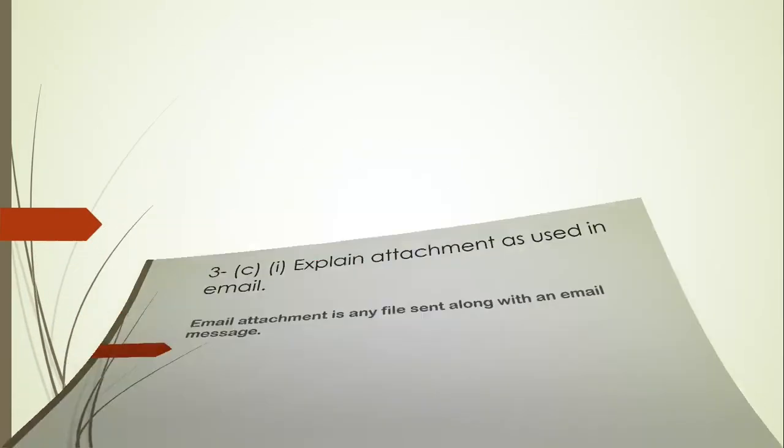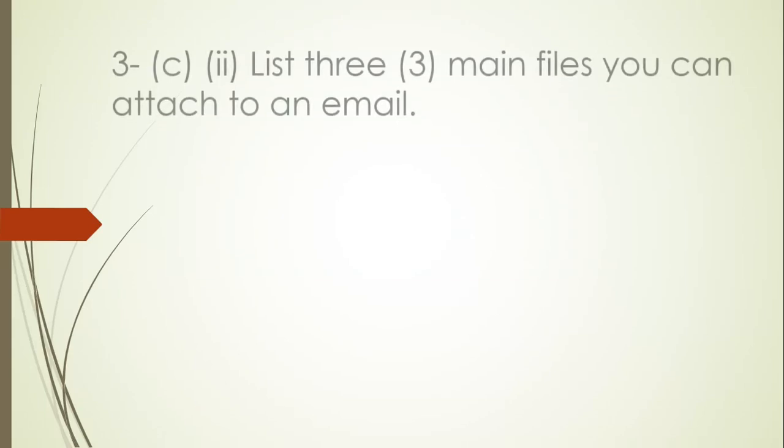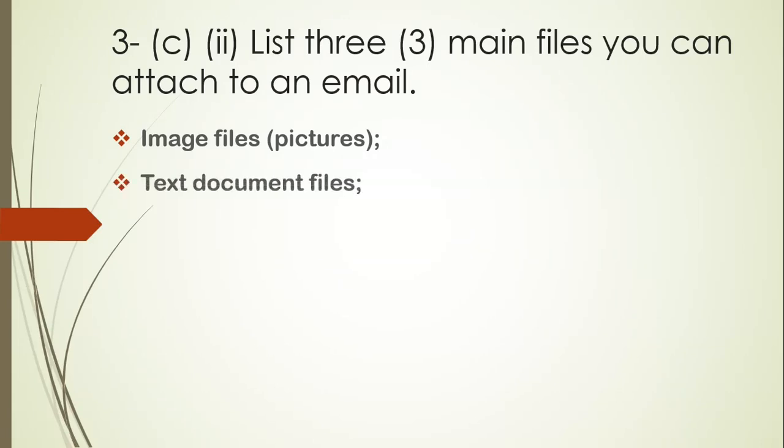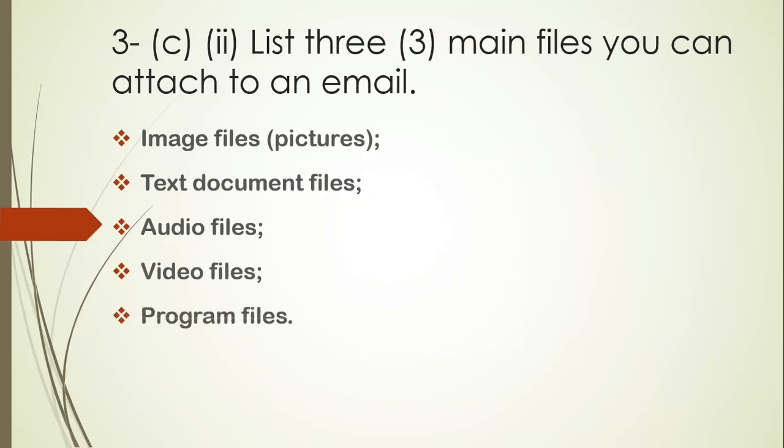Let's look at the next question. 3CII. It says list three main files that can be attached to an email. The first one we can talk about is the image file or pictures. Pictures are mostly attached to emails. We have document files. Document files are also attached to emails more often. Audio files or music files are also attached to emails. We have video files or video clips are also attached to emails. But you can also attach programs to emails.